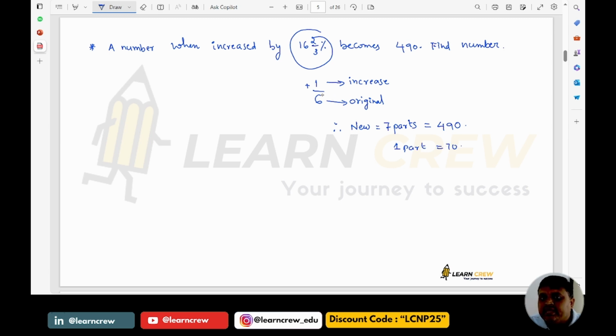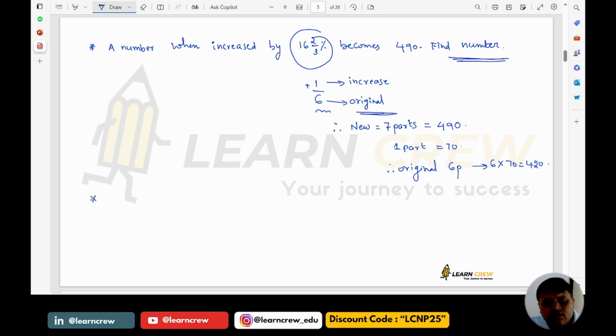If 7 parts is 490, then each part would be 70. Right? Thereby, what you require is the original number. The original number is how many parts? 6 parts. Therefore, the original number, 6 parts, would be 6 into 70. If one part is 70, 6 parts is 6 into 70, 420.